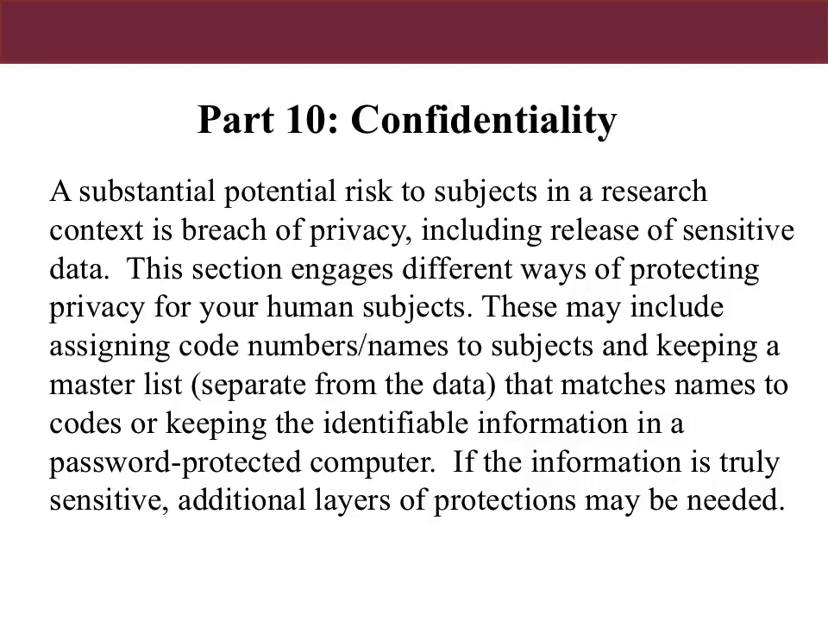Part 10. Confidentiality. A substantial potential risk to subjects in a research context is breach of privacy, including release of sensitive data. This section engages different ways of protecting privacy for your human subjects. These may include assigning code numbers or names to subjects and keeping a master list that matches names to codes, or keeping the identifiable information in a password-protected computer. If the information is truly sensitive, additional layers of protections may be needed.